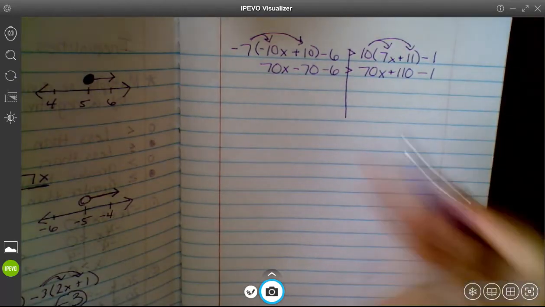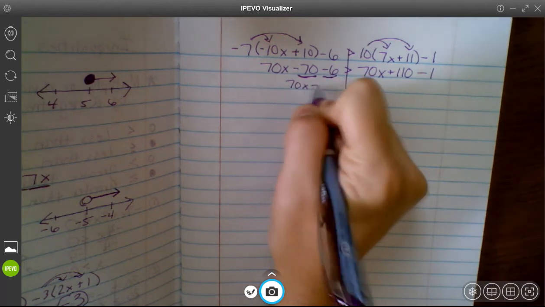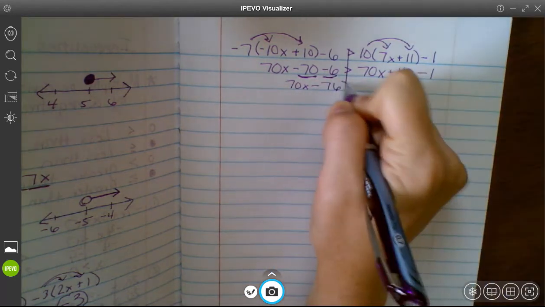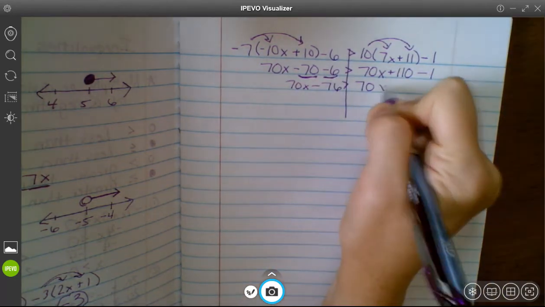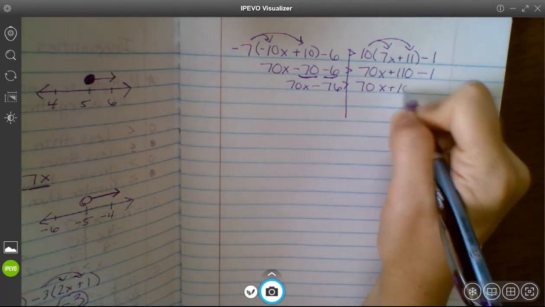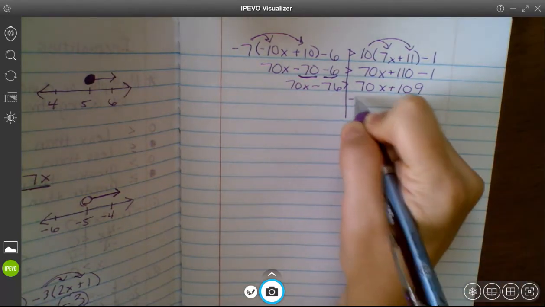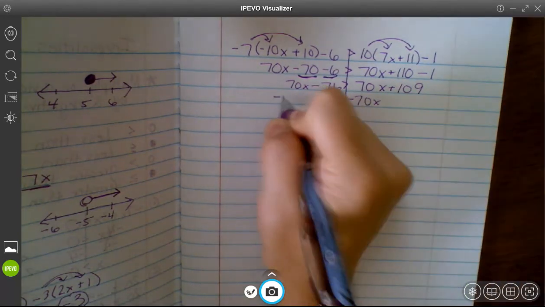So now I'm going to combine my like terms. Negative 70, negative 6, negative 76, 70x. Okay, 110 minus 1 gives me 109. So now I'm going to move my x to the left because that's the direction I like my x's to be. So minus 70x.